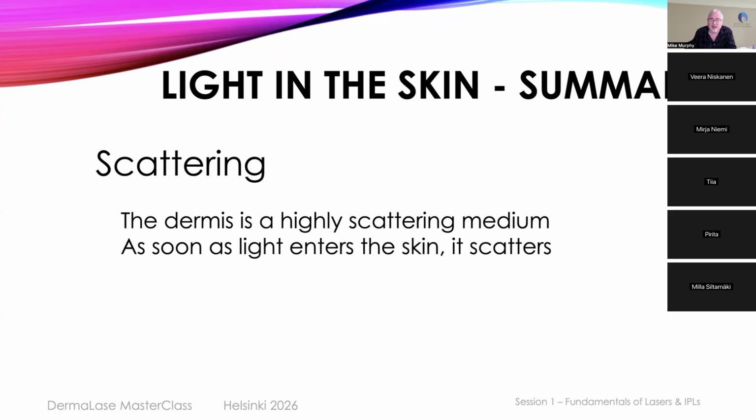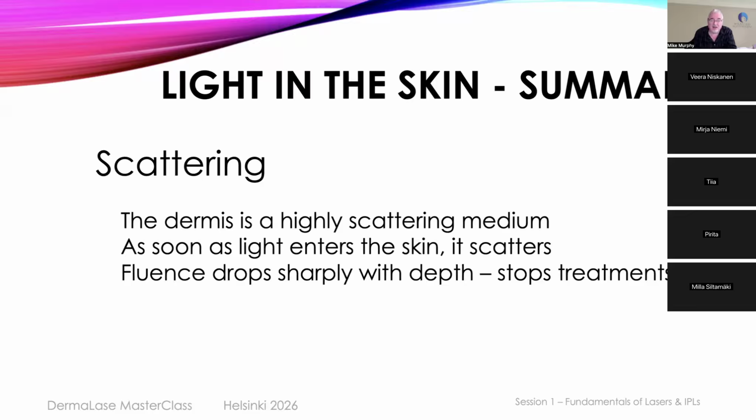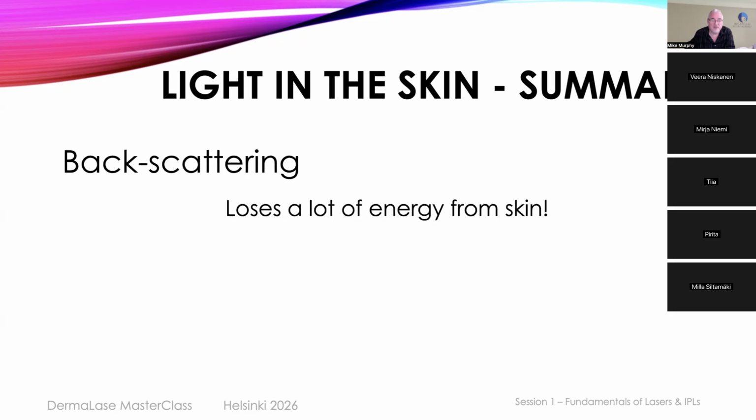As soon as light enters the skin, it scatters. It just, poof, off it goes. Can't help it. And as a result of the scattering, the beam spreading out, the fluence drops rapidly with depth. And that's when your treatment stops. If your fluence at skin surface is low, then it doesn't take much scattering for it to drop to below threshold, and it won't do anything anymore in your target. So the fluence will hit the target, but it's so low that it just doesn't generate enough heat. Okay, so the way around that is by increasing the fluence at the surface.